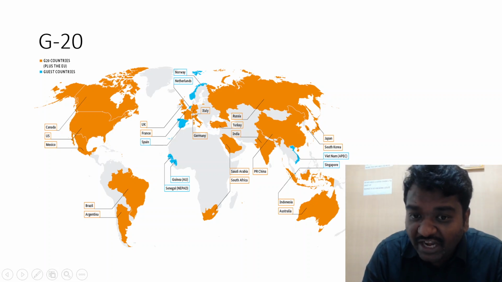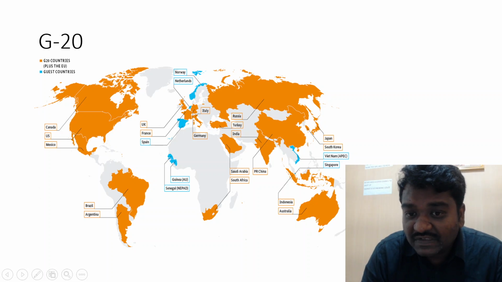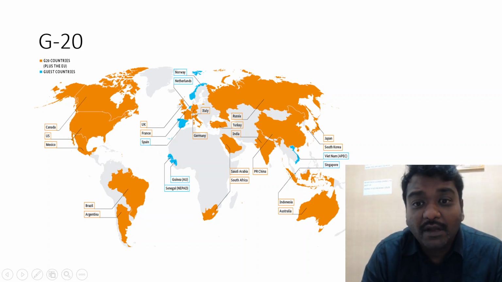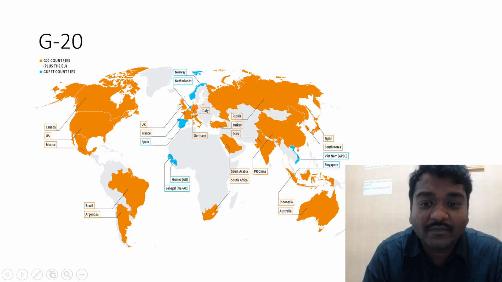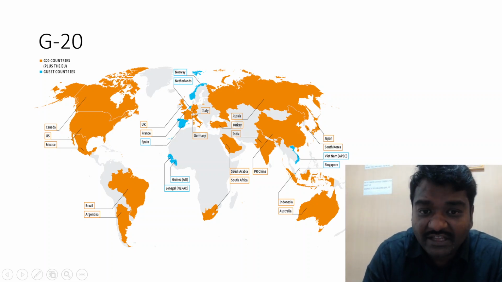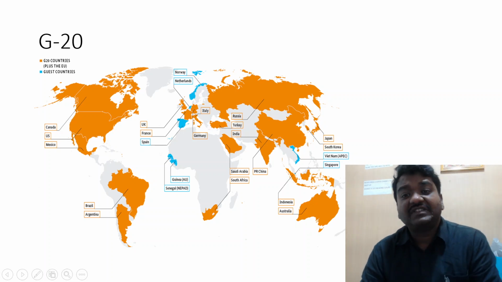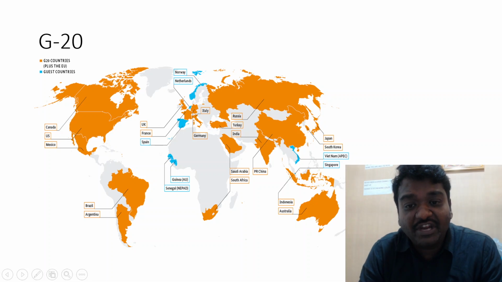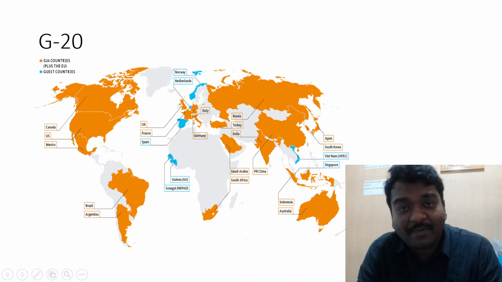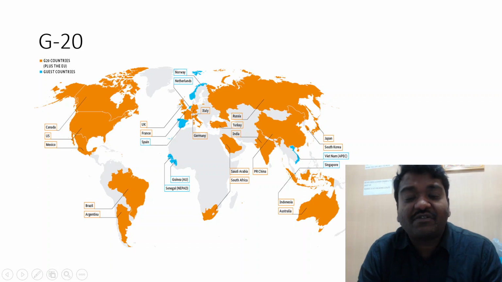South Asia, India. Southeast Asia, Indonesia. East Asia, China, South Korea, Japan. And then Australia. I repeat, West Asia, Turkey, Saudi Arabia. South Asia, India. Southeast Asia, Indonesia. East Asia, China, South Korea, Japan, and then Australia.